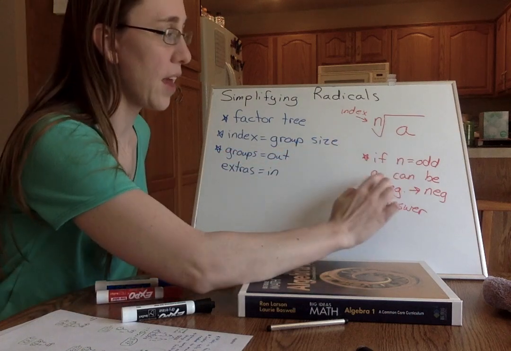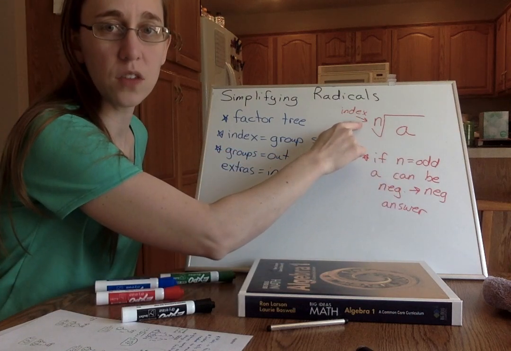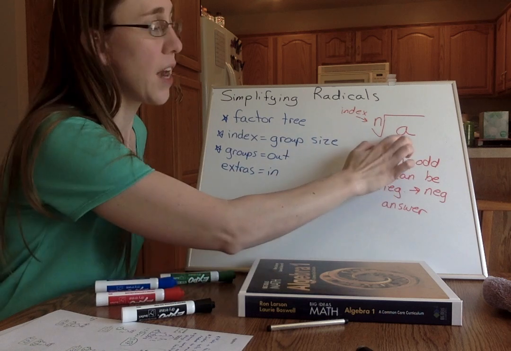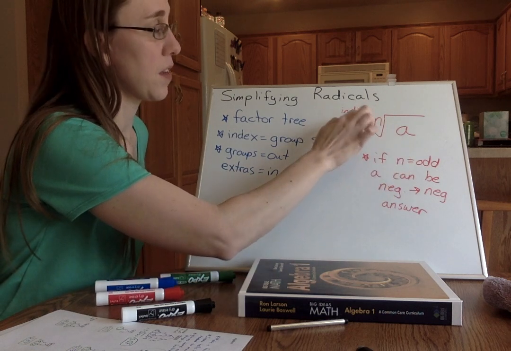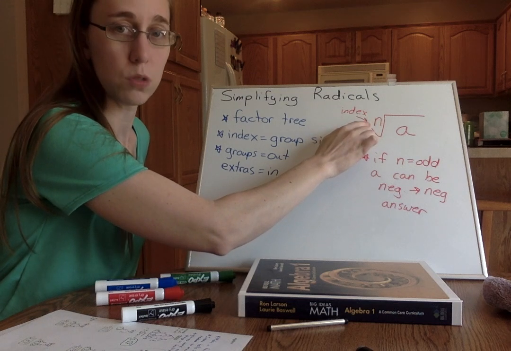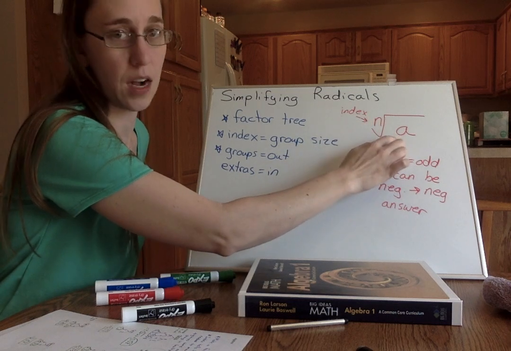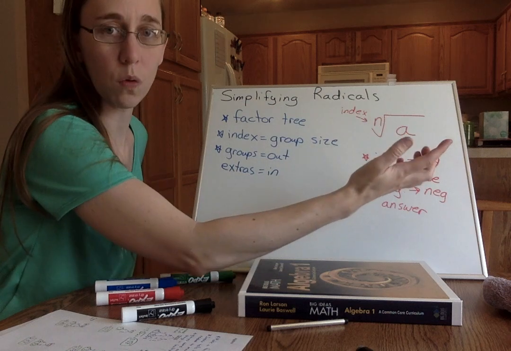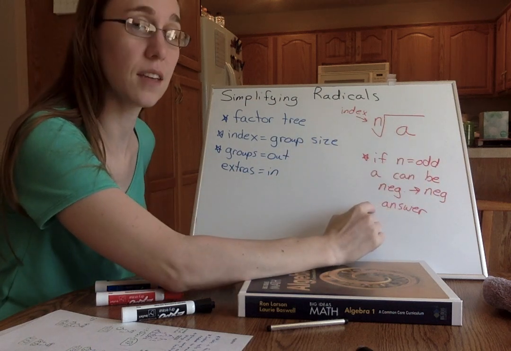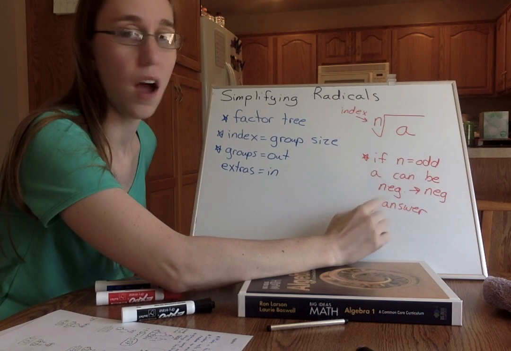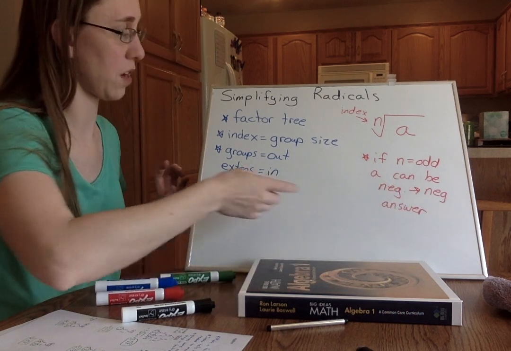When you're looking at that, if n is odd, so if n is 3 or 5 or 7, then a is allowed to be a negative number. It might be positive, it might be negative. If this is an even number, 2, 4, 6, and so on, this cannot be negative. So you're only going to work with ones that do work. If this is odd, this could be negative, and if that's the case, you're going to get a negative answer. Otherwise, you're not going to have to deal with too many negatives here.